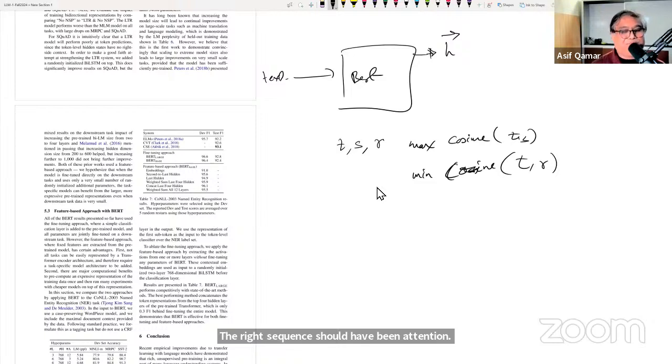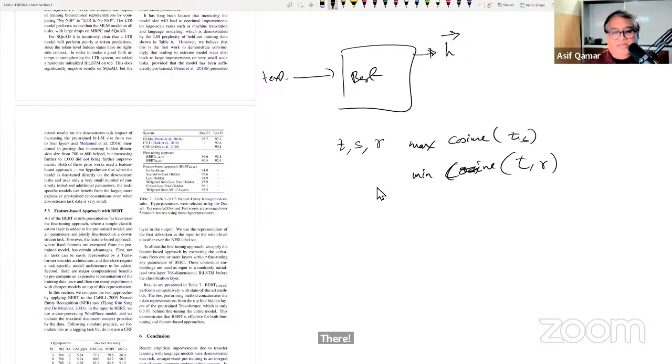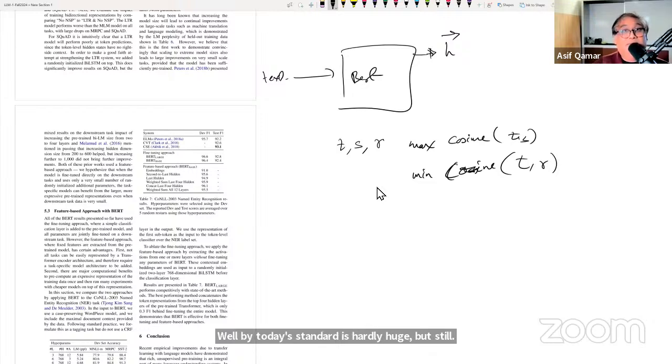Are we together? Now, there was a problem with BERT. BERT is huge. Well, by today's standard, it's hardly huge, but still huge. So people said, can we not have a smaller model? It is all very good, high performing, but the machines of those days can barely handle BERT. So can we have a baby BERT? And that brings us to the concept of distillation.